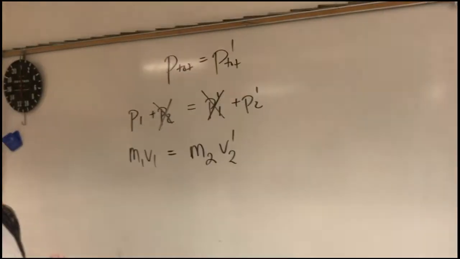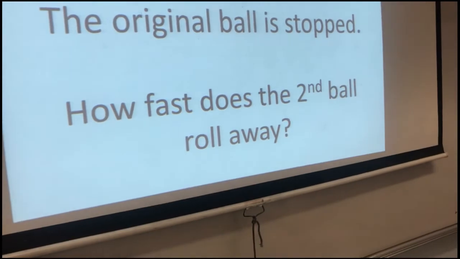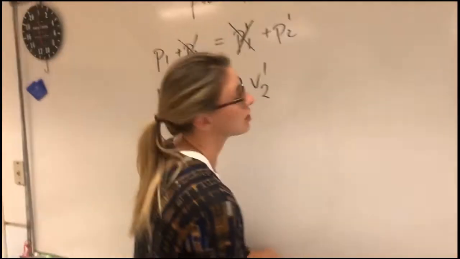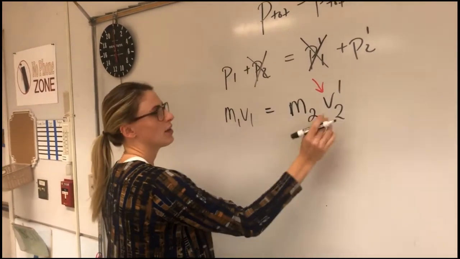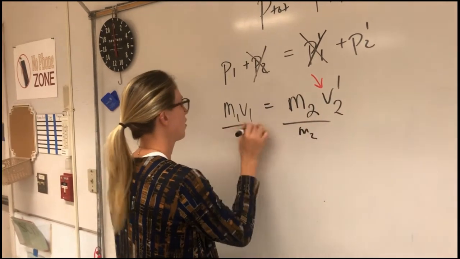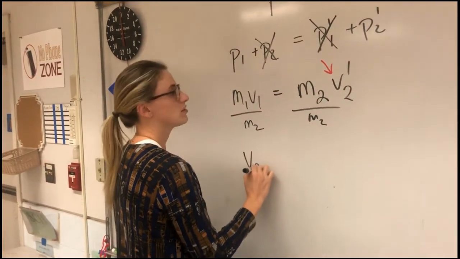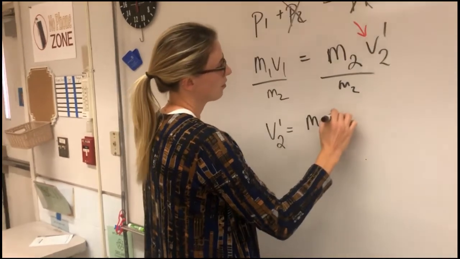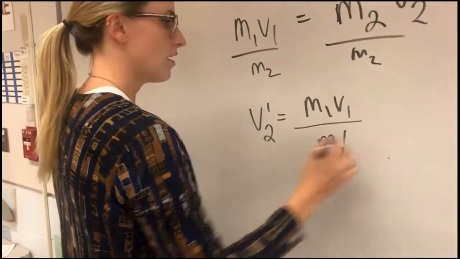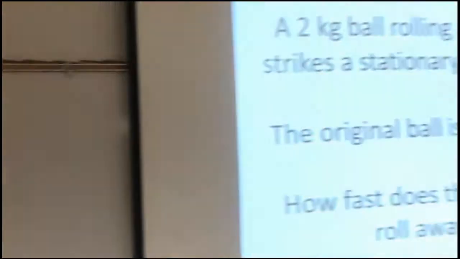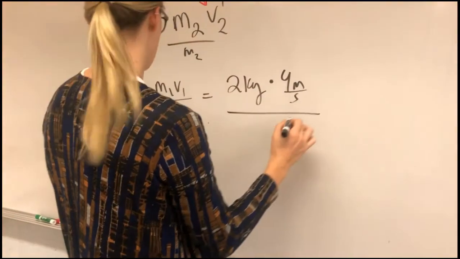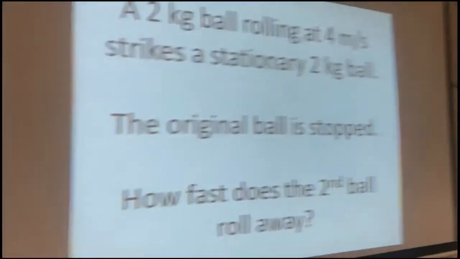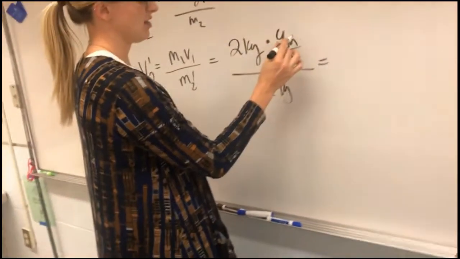Let's get our numbers here. What do we want to solve for? We want to solve for how fast the second ball is rolling away. Before you put the numbers in, solve for the thing you're looking for. How do we get this by itself? V2 prime equals M1 V1 over M2. Let's plug those numbers in. The mass of my first ball is 2 kilograms. My velocity is 4 meters per second. I'm dividing that by the mass of my second ball, 2 kilograms, so 8 divided by 2.